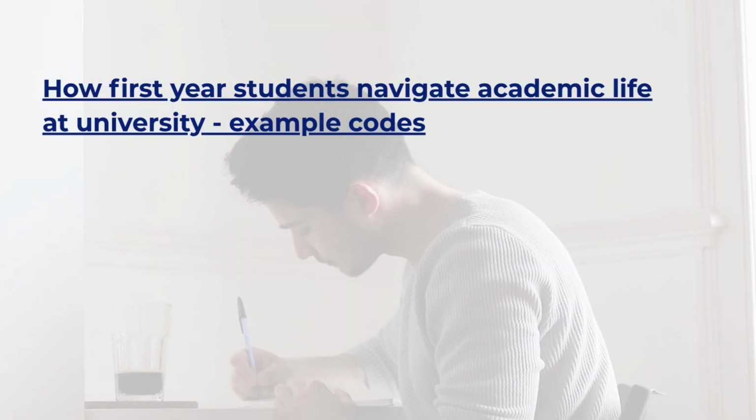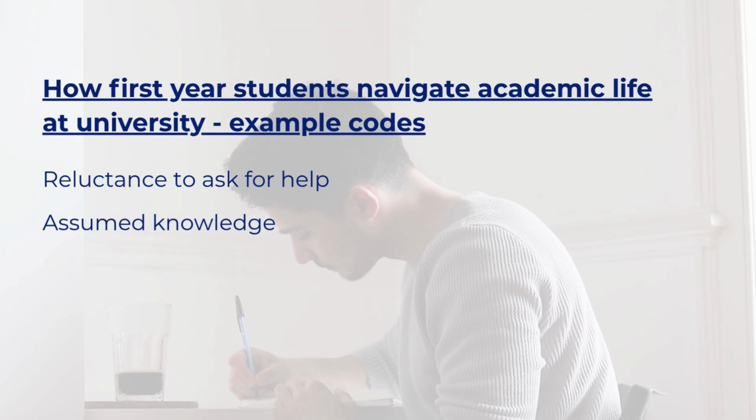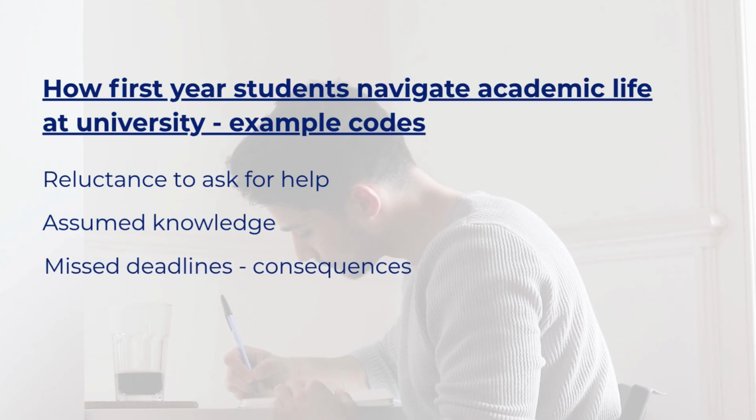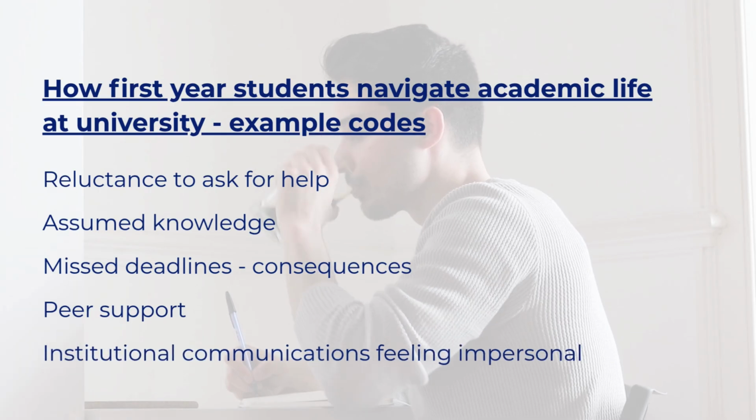Other examples of codes might be reluctance to ask for help, assumed knowledge, missed deadlines leading to consequences, peer support, institutional communications feeling impersonal.